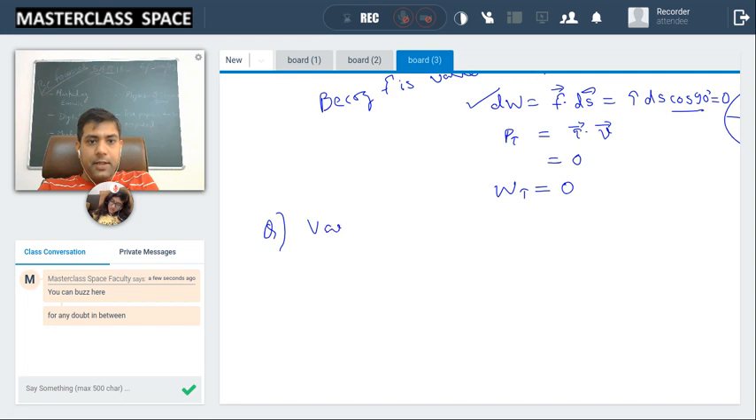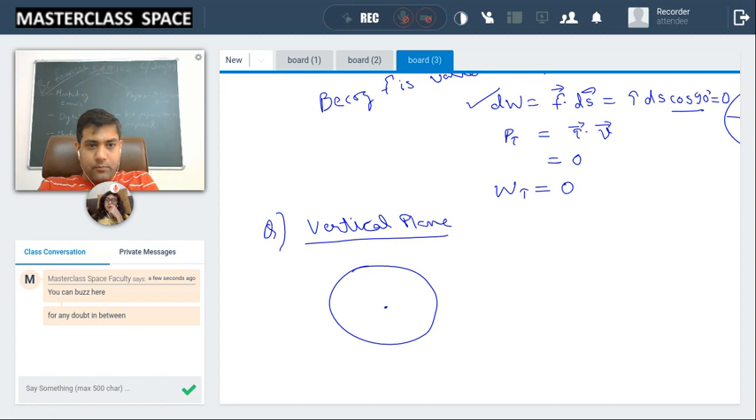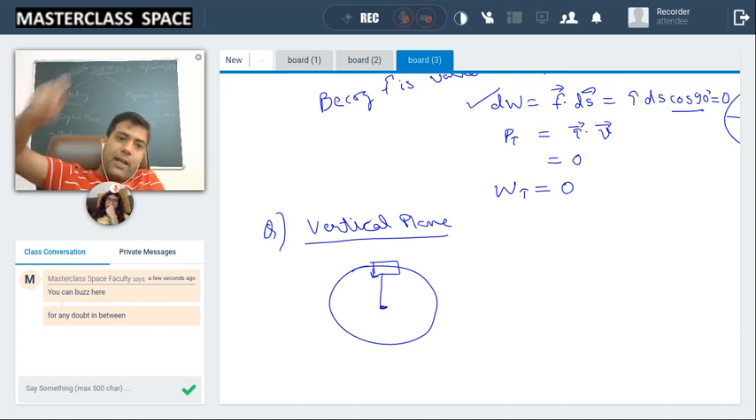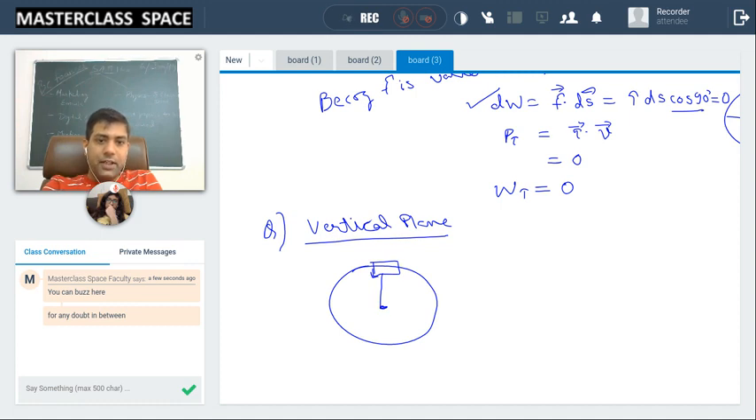This was a question of horizontal plane. Let me take another question of vertical plane. What I'm saying. Vertical plane. So you are in vertical plane. You are whirling this now. You have tied with the string and you are whirling in vertical direction. So obviously there is going to be tension here. Tension has to act, and R is the length of string, the radius. Okay, you are whirling it with velocity v.